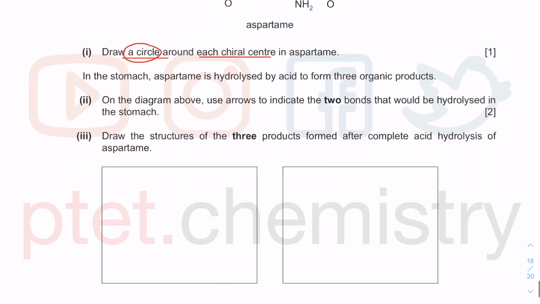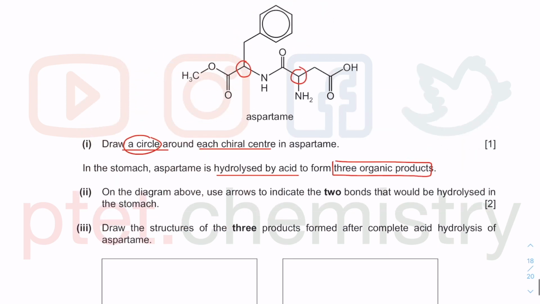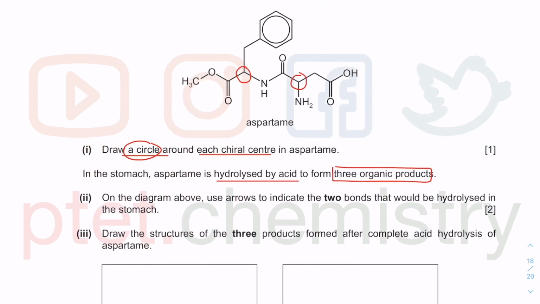In the next one, in the stomach, aspartame is hydrolyzed by acid. So this is acid hydrolysis, and you get 3 organic products. We need to be very careful because we have an ester. We also have an amide. The thing with an amide is they are formed from amino acid. Hang on, no, I better correct myself. Amides are not formed from amino acid unless you have proteins. Okay, I better correct myself.